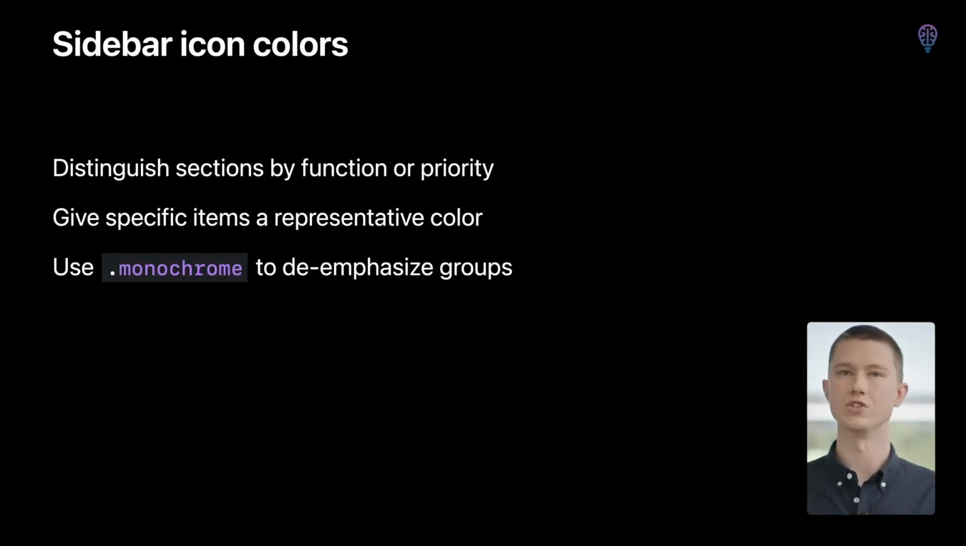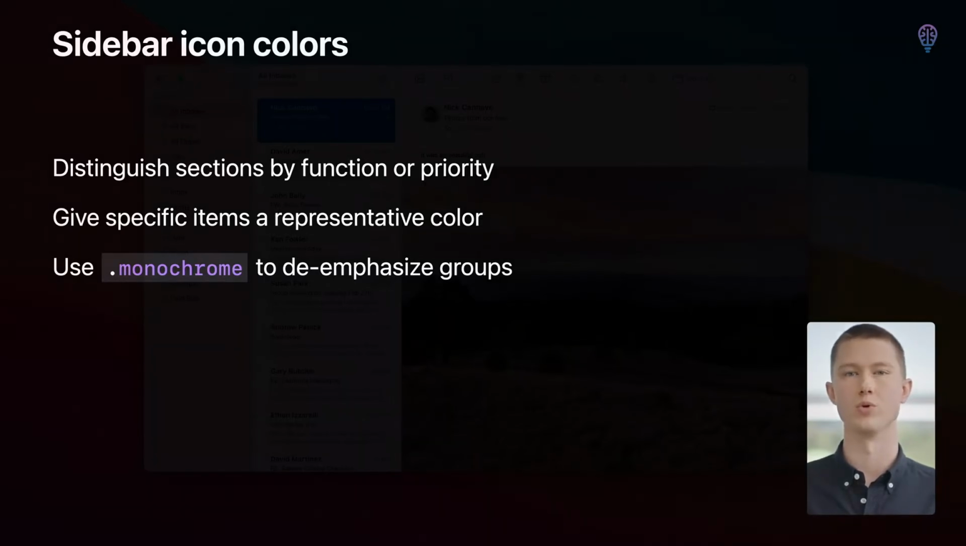You can use this feature to distinguish the sections of your sidebar in whatever way makes sense for your app. You can also use it to strongly associate a color with a particular item, or use the monochrome option to de-emphasize the secondary groups in your sidebar in order to draw focus towards what's important.